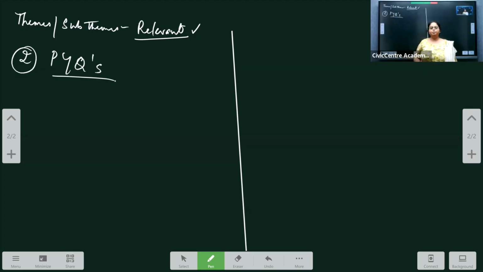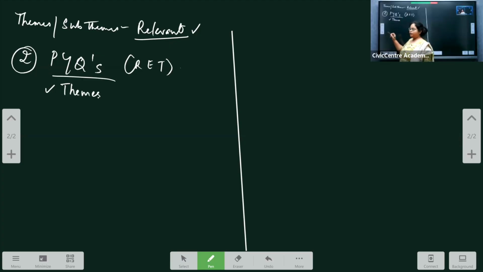Now, why are we referring to PYQs and what should be the understanding when you refer to a PYQ? We are not trying to copy the same PYQ or ask the same question again in our test. So why are we referring to PYQs? The understanding of what we call the reverse engineering technique has to be very clear. Firstly, when you refer to a PYQ, you need to first identify what kind of themes are being asked over a period of time.